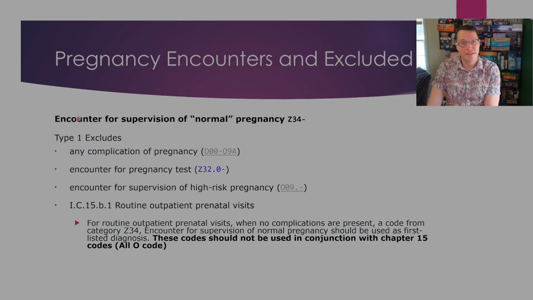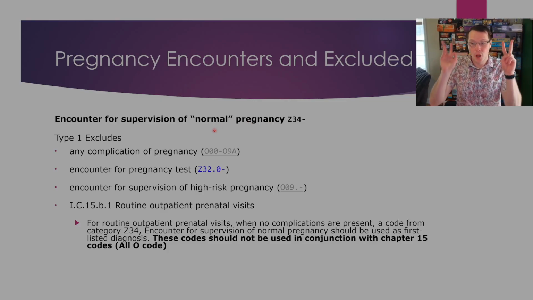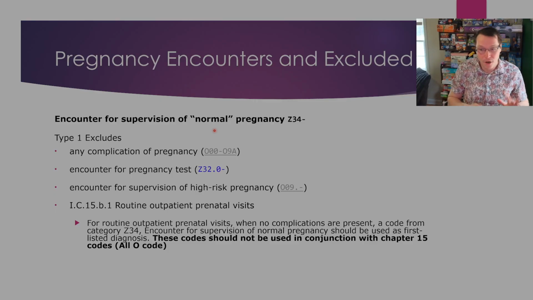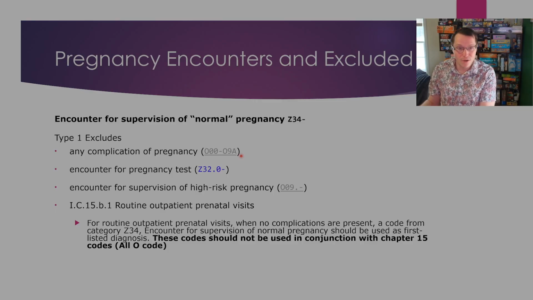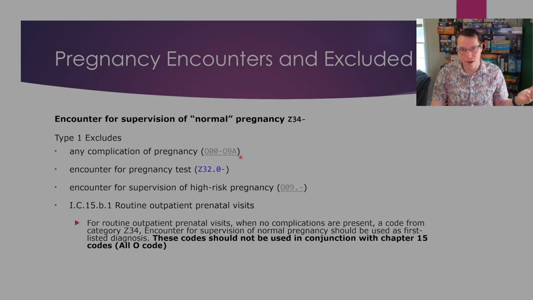Next one is this code here, Encounter for Supervision of Normal Pregnancy, Z34. Great way to start with the concept of Excludes1 diagnoses and how they end up working. So a normal pregnancy code, as you can see, excludes every single O code underneath the entire window because O codes are considered complications of pregnancy codes. So obviously, if your patient has any sort of complication with their pregnancy, it is not a normal pregnancy. So you can never have this normal pregnancy code with any O code. If you have them together, insurance is going to be able to deny you.